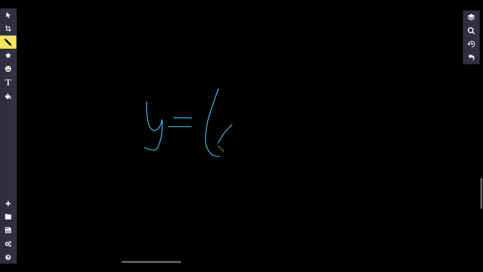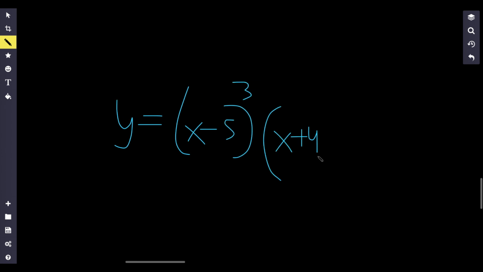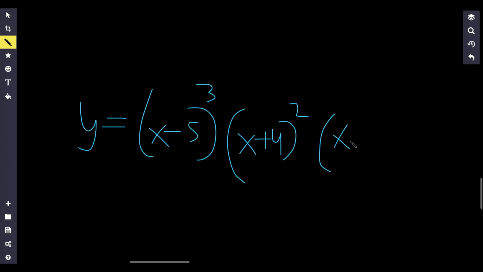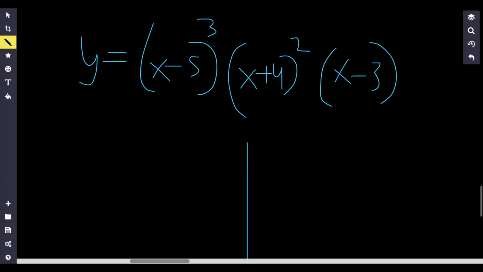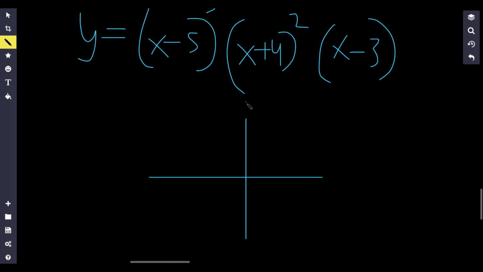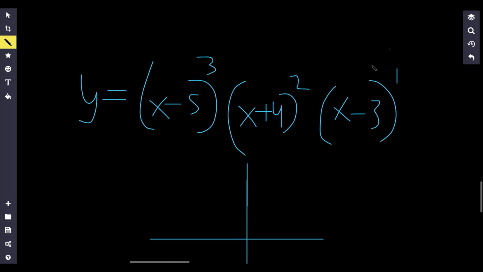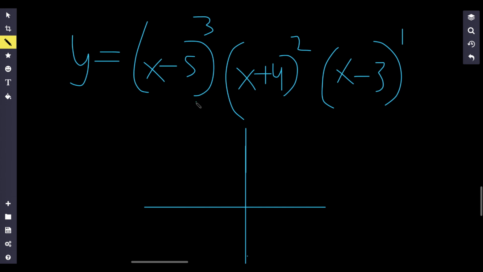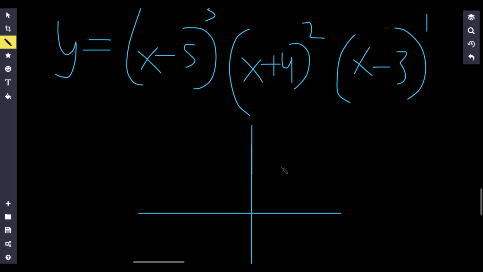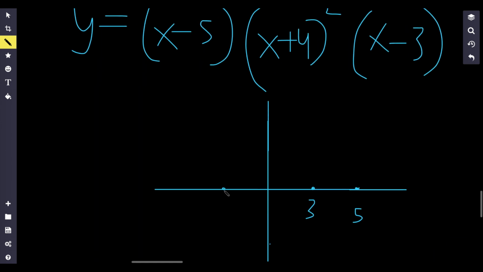Let's say y is equal to (x minus 5) to the 3rd power times (x plus 4) to the 2nd power times (x minus 3). A little challenge problem. And this is to the 1st power. So we're going to label our roots. That's our first step, right? In this case, we have a root at x is equal to 5. I'll place it around here. We have a root at x is equal to 5, a root at x is equal to 3, and we have a root at x is equal to -4.